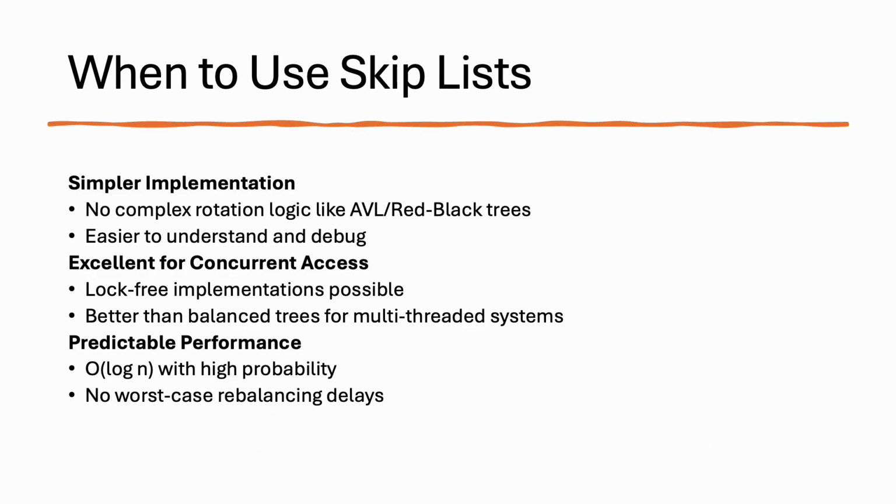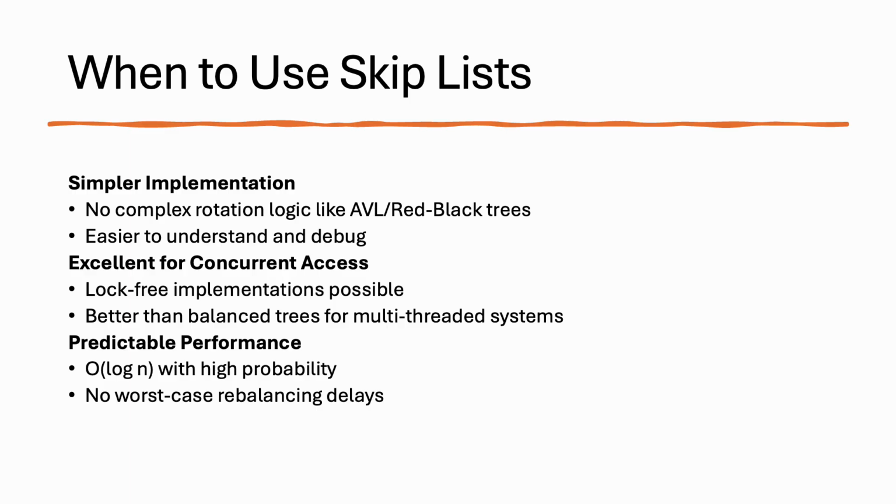So these are what we call the advantages of skip lists. First, you get a simpler implementation. There is no complex rotation logic like AVL and red-black trees. The code is easier to understand and very easy to debug. Second, excellent concurrent access. Lock-free implementations are possible, making them superior to balanced trees in multi-threaded systems. Like we talked about, Redis uses them.